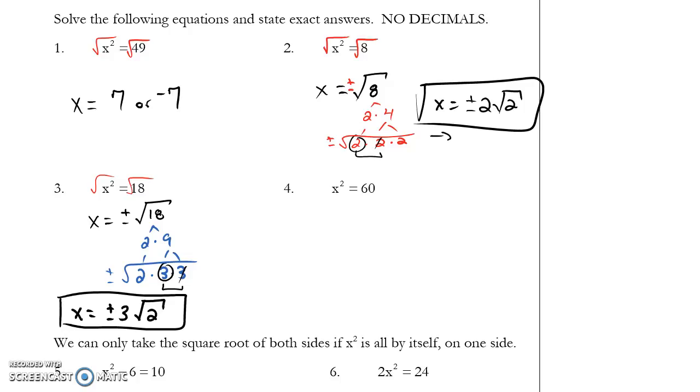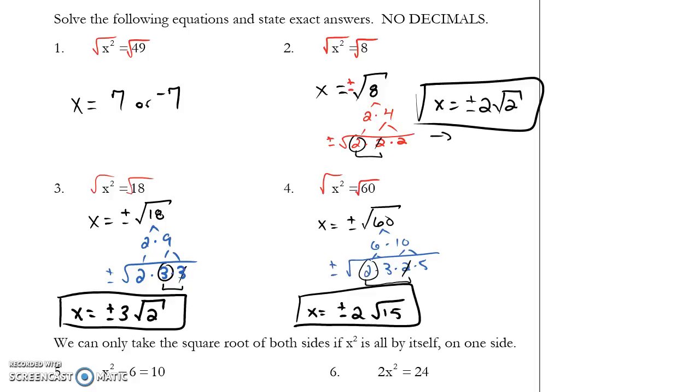Try number 4, please. Pause, unpause when you're done. Did you get x equals plus or minus 2 square root 15? If so, great work. If not, go back and check your work. Now, is the plus or minus necessary? Absolutely. There's 2 answers to this, not 1, so if you just leave it as 2 square root 15, you will get the problem wrong.